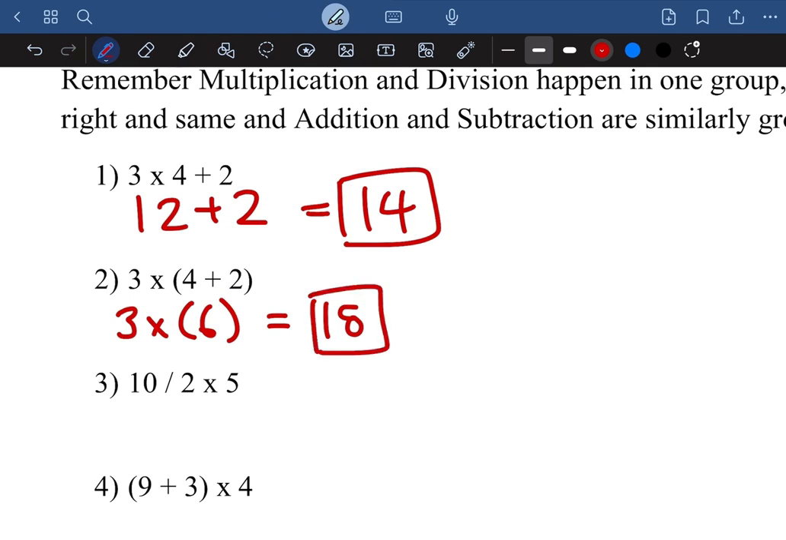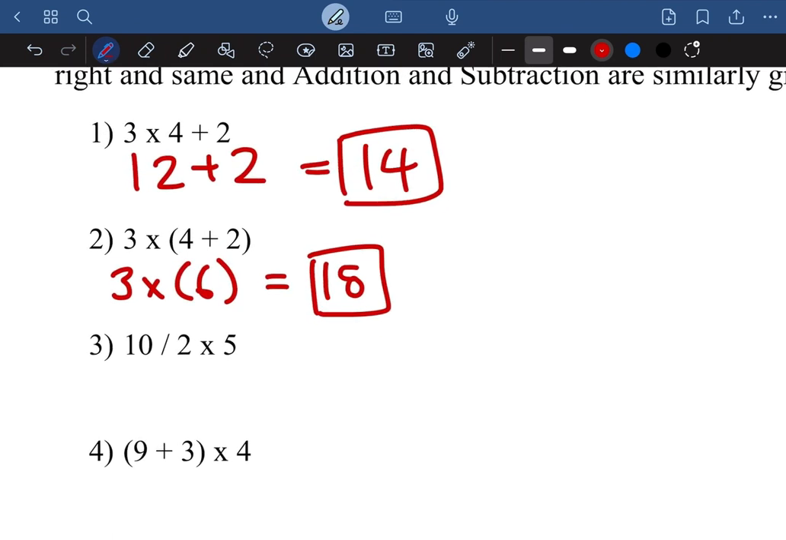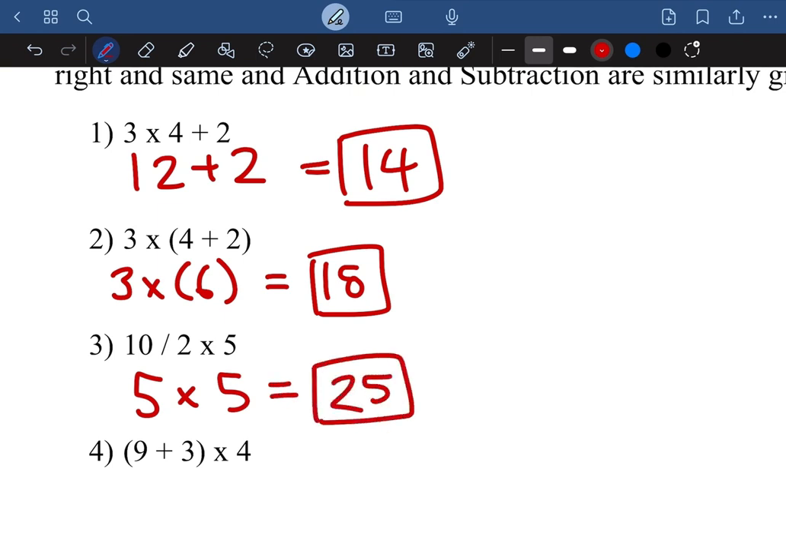Number 3, we have 10 divided by 2 times 5. For PEMDAS, the order of multiplication and division doesn't matter. So first we're going to just divide 10 divided by 2, which is 5, and then multiply it by 5. 5 times 5 is 25, so that will be the answer for number 3.